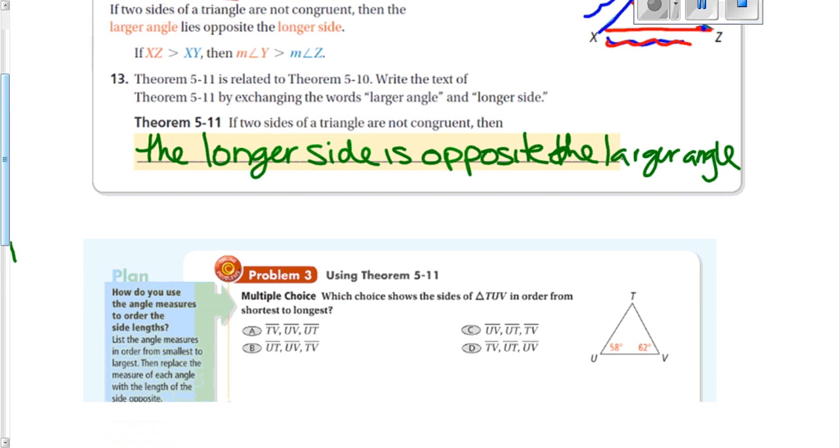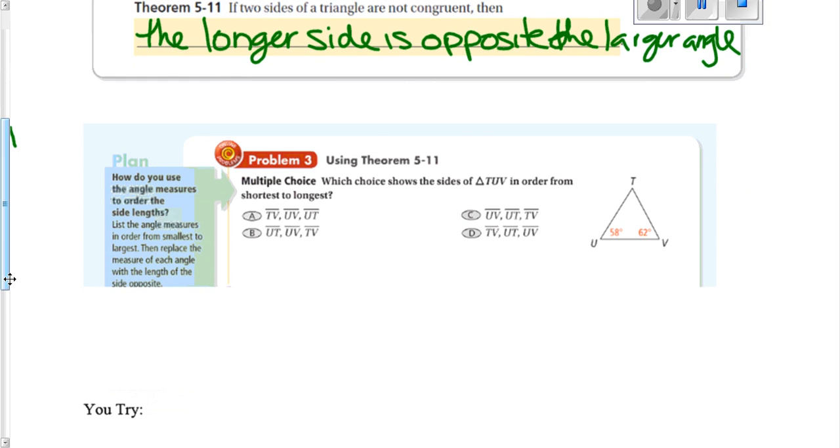So what does this all mean? Let's take a look at it down here. Which choice shows the sides of triangle TUV in order from shortest to longest? Once again, we're going to use the angle measures to order the sides, and we can do it vice versa. We can use the side lengths to order the angles.